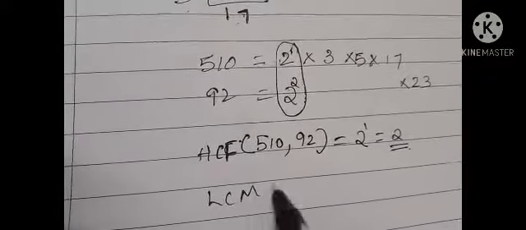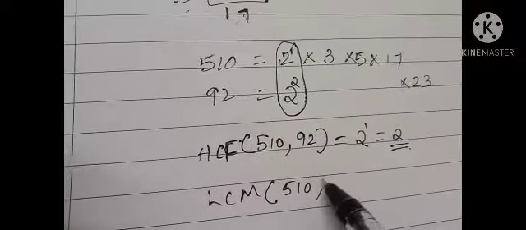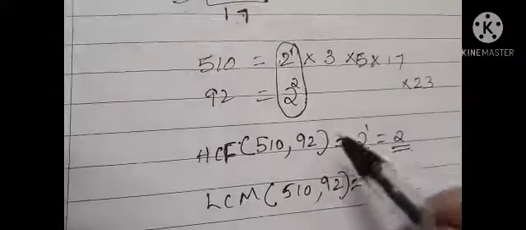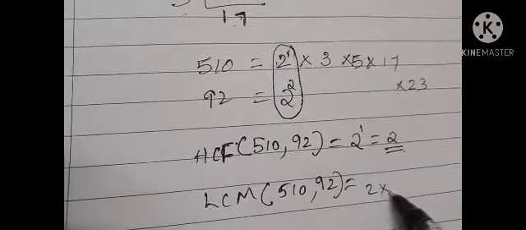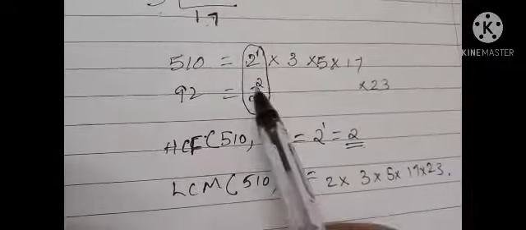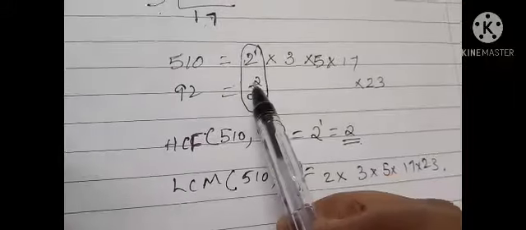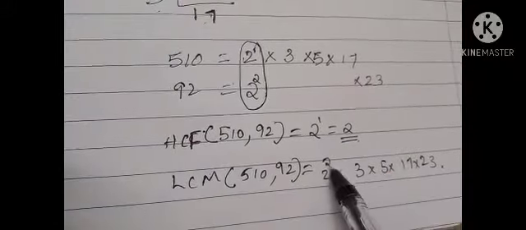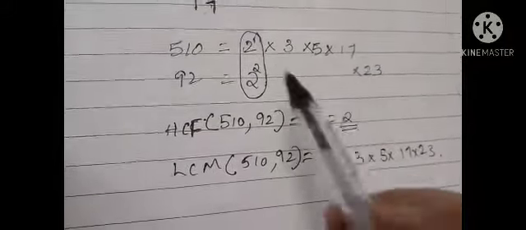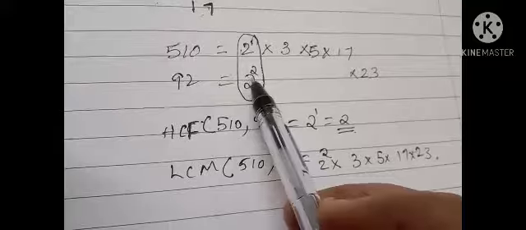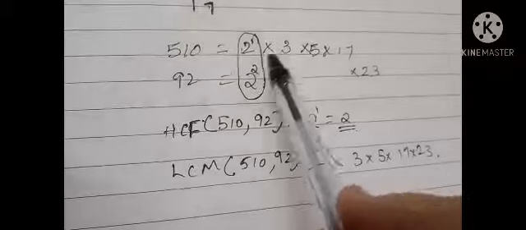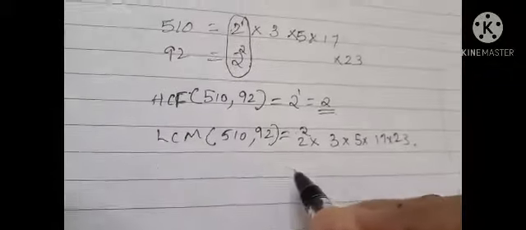But for finding the LCM, we have to take maximum power. That means all the possible factors we can write: 2, 3, 5, 17, 23. Then which is the maximum power of this 2? That is 2 square. So we have to write 2 square. All others are one time only. But in the case of 2, maximum power we have to take, that is 2 square. But in the case of HCF, minimum power. Then we can multiply this.